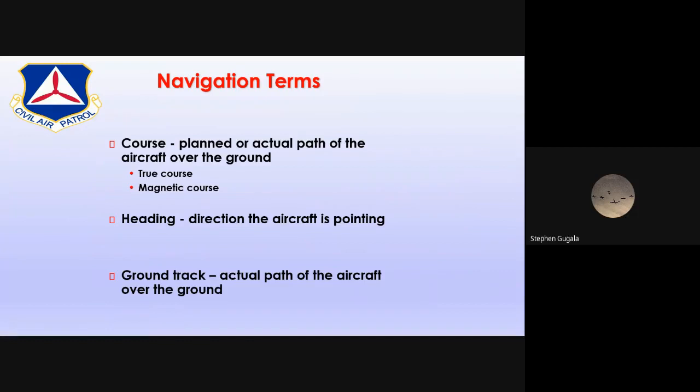Navigation terms. We're going to start out with course, which is the planned or actual path of the aircraft over the ground. Mainly, it's the planned path of the aircraft over the ground. We can discuss this in terms of a true course or magnetic course, which we'll talk about in a little more detail shortly. We're going to combine that with the heading, which is the direction the aircraft is pointing, and the ground track, which is the actual path of the aircraft over the ground.